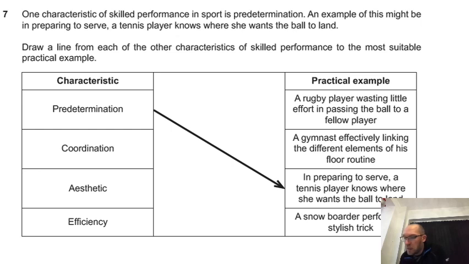Now it says many candidates completed the diagram accurately. Those that scored few marks often confused the practical example of efficiency with the practical example of coordination. So that was the mistake commonly made. So ever so simple, you have got coordination is going to the box directly opposite. A gymnast effectively is linking the different elements of a floor routine. You want aesthetic goes to the bottom box of a snowboarder, and efficiency goes all the way to the top, a rugby player wasting little effort in passing the ball to a fellow player.